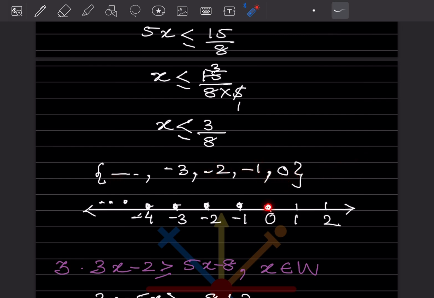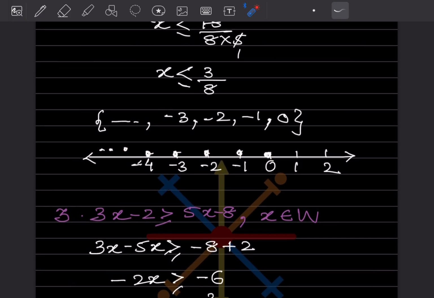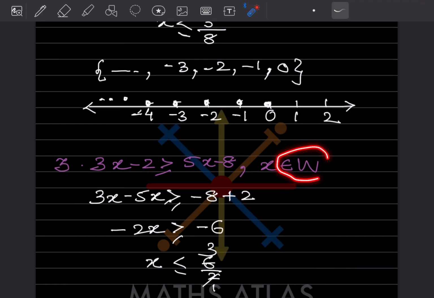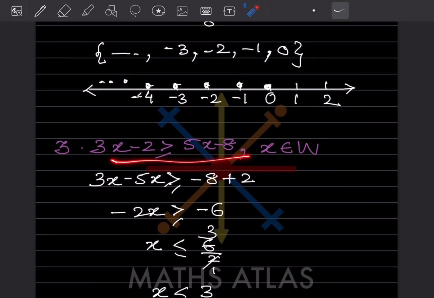So here we are going to consider this 0 and some of the negative integers, and the dot says that it goes on. Now the next one belongs to the whole numbers. So now let us solve this part.